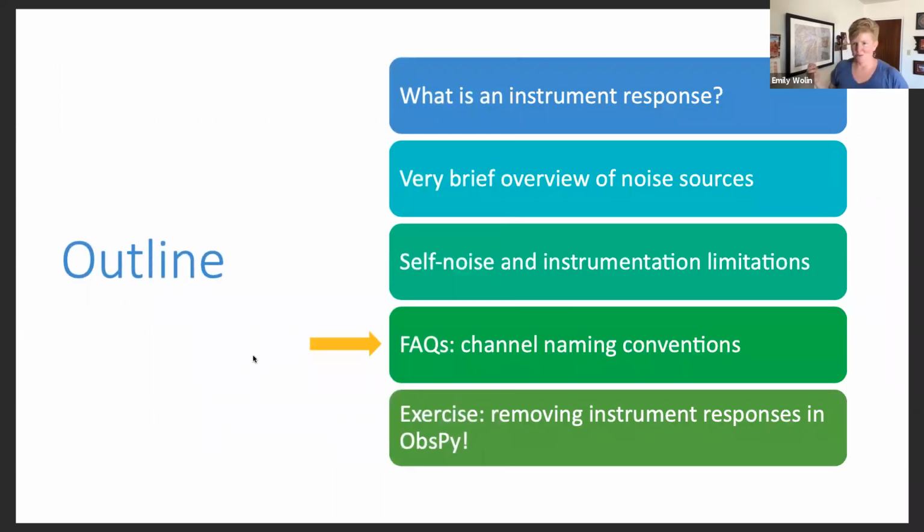Okay, so finally, one last section. I know we're running a little long, but I'm loving the questions, so please keep them coming. Some frequently asked questions about channel naming conventions. And this is finally getting back to that question about orientation and will I have identical metadata for identical sensors?